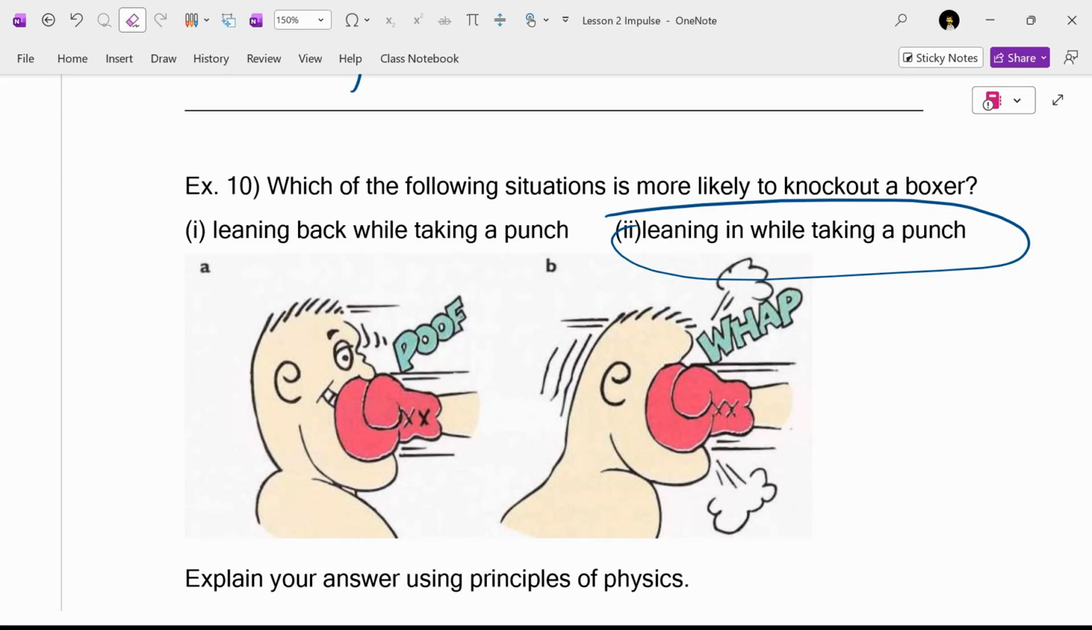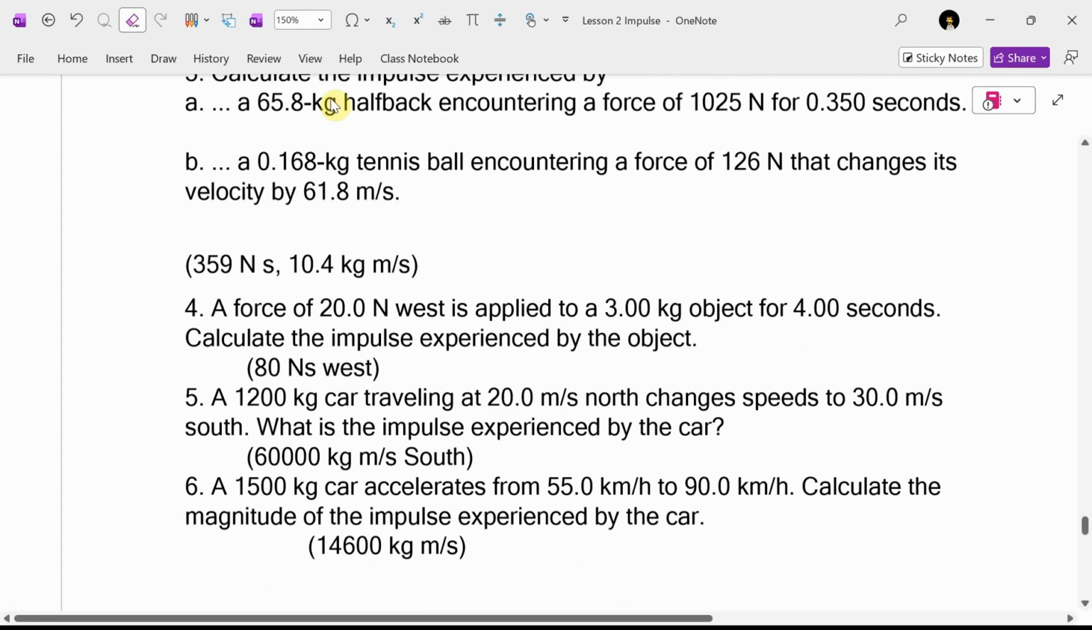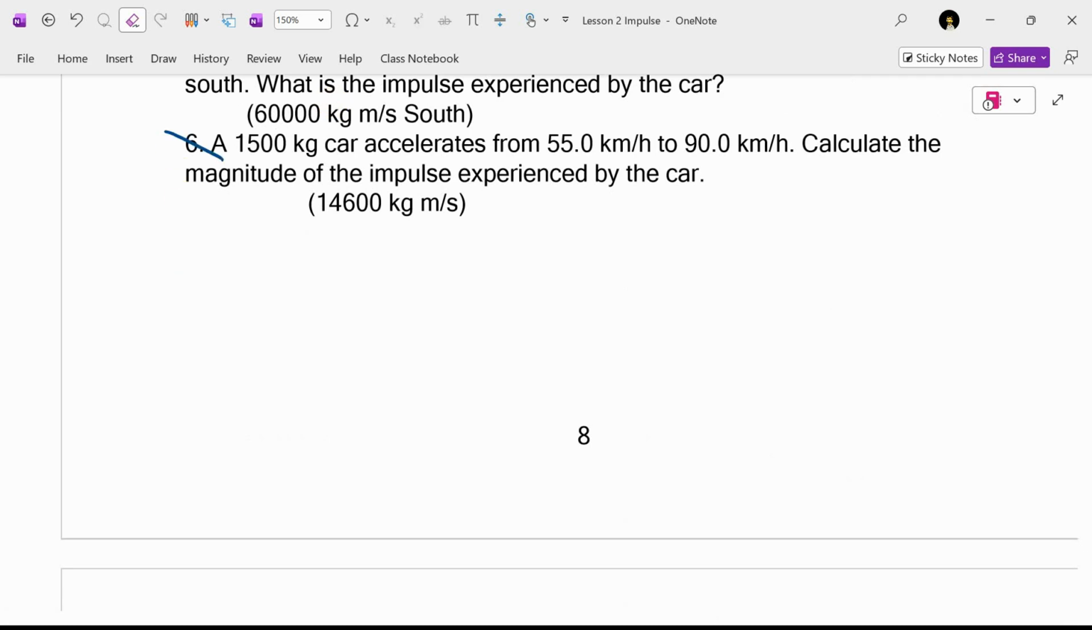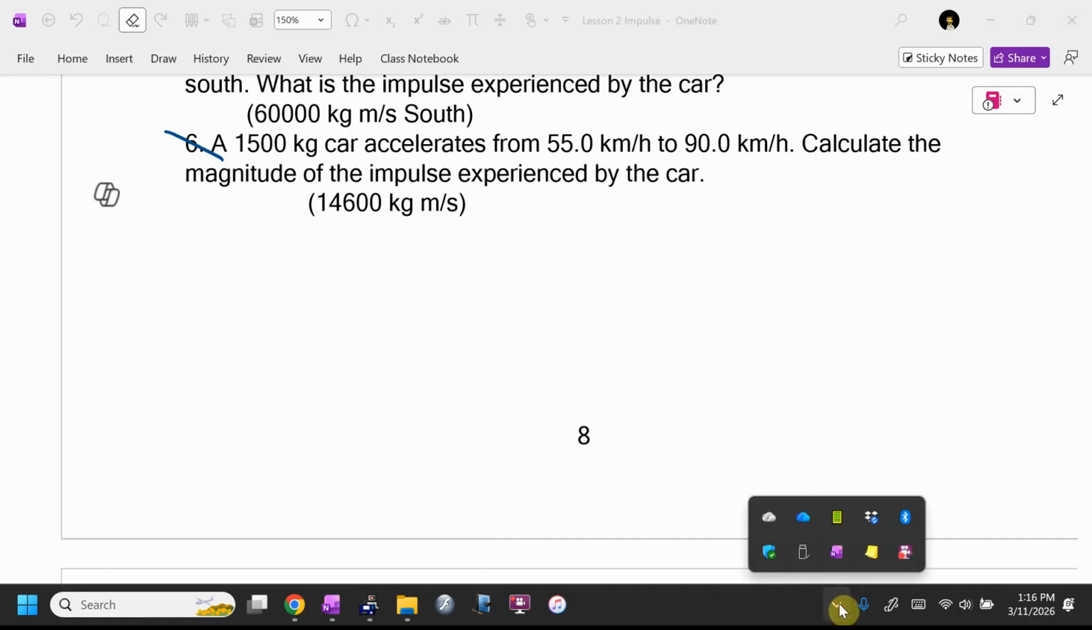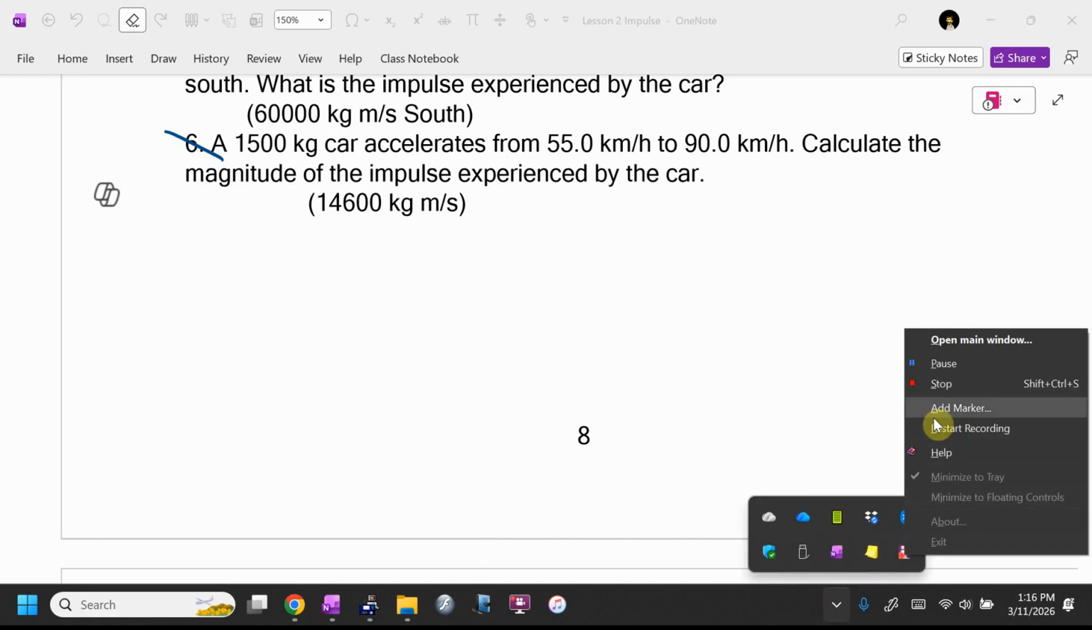What's your homework? You can cross out number 6. But you can do the rest. There's about 14 minutes left. You can probably get it done in class. Let me just stop this.